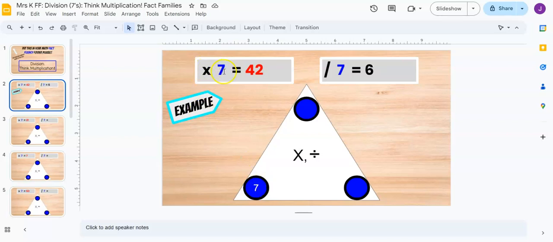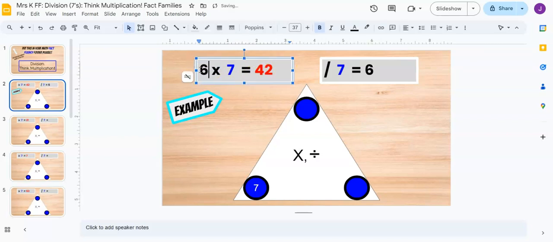So thinking about my math facts and what times 7 might equal 42, I'm going to just go ahead and pick something. I know that 5 times 7, for example, is 35. My 5, that's a friendly number. That's easy for me to work with. And 42 is only 7 more than 35, so I know that's 1 more group than the 5 groups that I had, so that means 6 times 7 is 42.